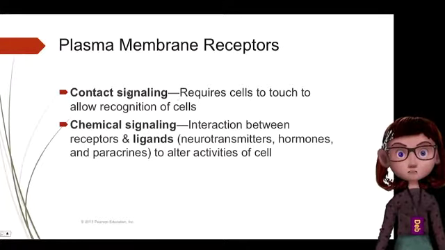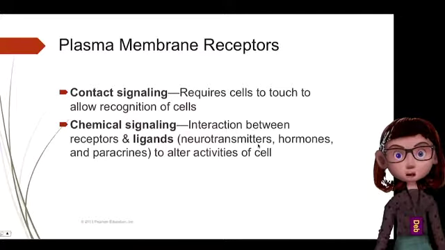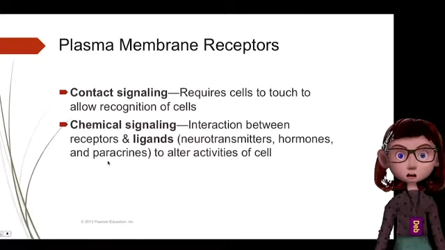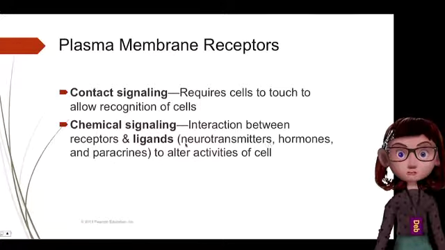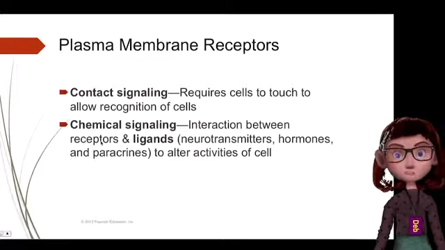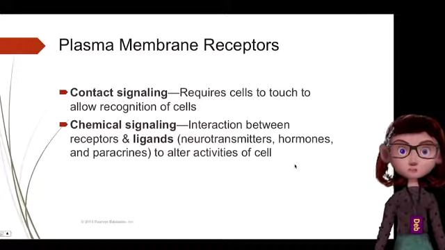There's also chemical signaling. This would be the interaction between receptors on the cell membrane, receptor proteins, and what we call ligands. It's a fancy name. It's just referring to some kind of chemical, such as a neurotransmitter, a hormone, or some type of paracrine, which is similar to a hormone, but the paracrines do not travel throughout the bloodstream. Hormones do. So chemical signaling would involve the receptor on a cell that's activated by binding of some kind of ligand to alter activities of that cell. And we will get to that particularly during the endocrine system.